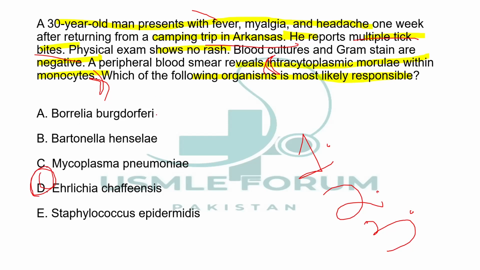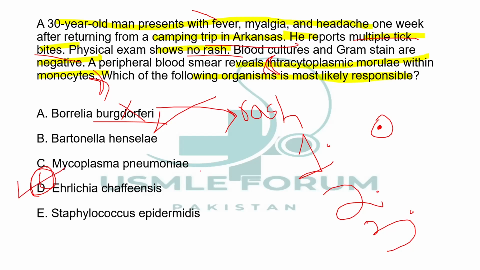right? Now, tick bites can also result in Borrelia. Borrelia can also result, but Borrelia would mostly result in a rash. It has erythema migrans, if I'm remembering correctly. It is a bullseye kind of rash like this. So it has a rash, and this patient has no rash. So Borrelia will not be the answer. And the other organisms are not related to tick bites, so they can't be the answer as well. So Ehrlichia is the correct answer.